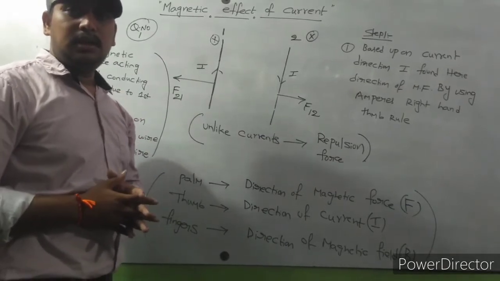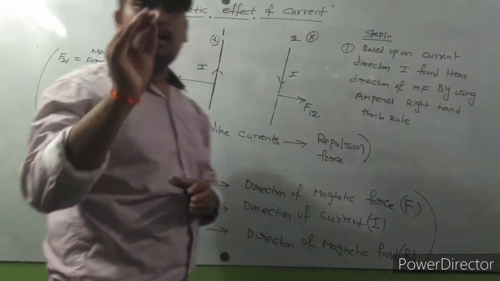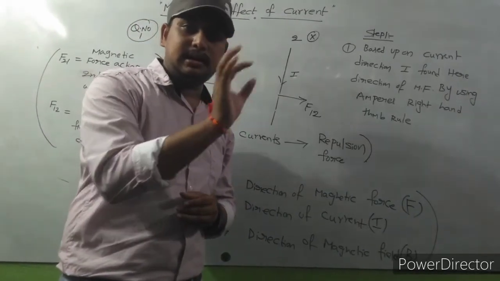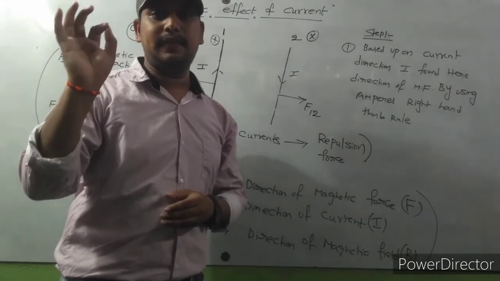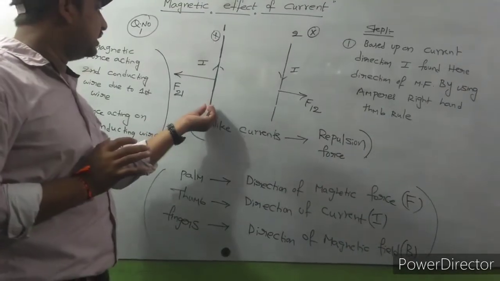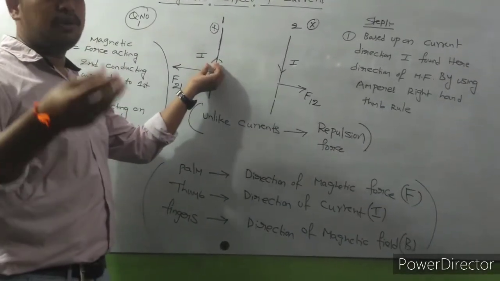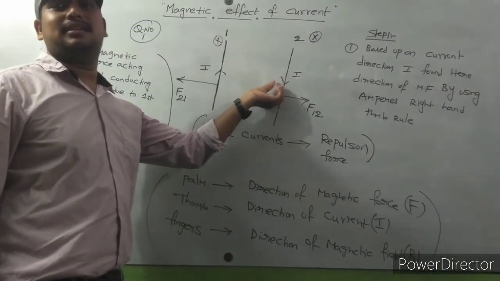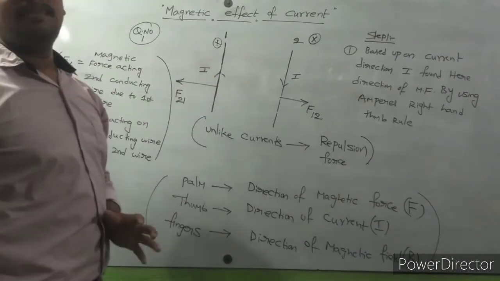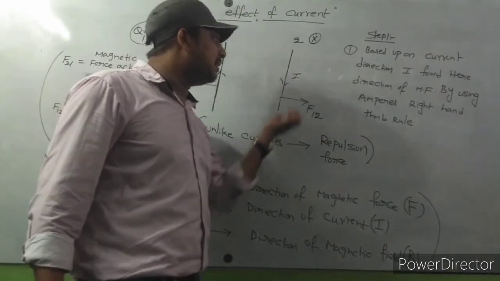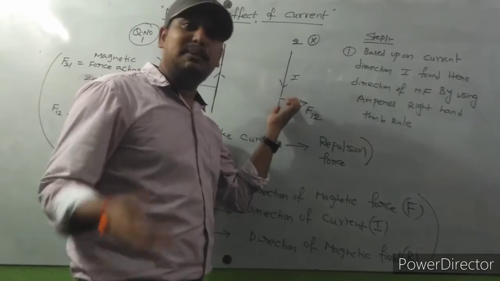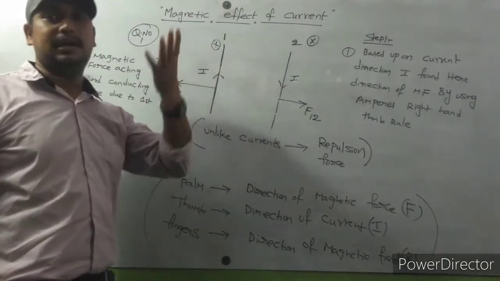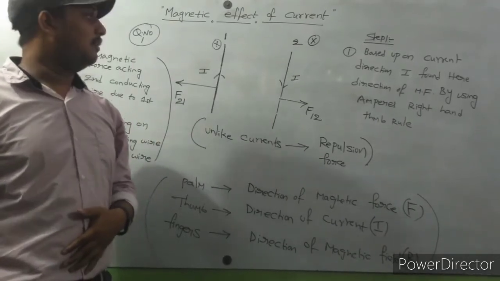You already know, according to Oersted, every current carrying conductor produces a magnetic field. The first conductor carries current, so it will produce some magnetic field, and that magnetic field acts on the second conductor. Similarly, the second conductor carries current, so it produces a magnetic field that acts on the first conductor.